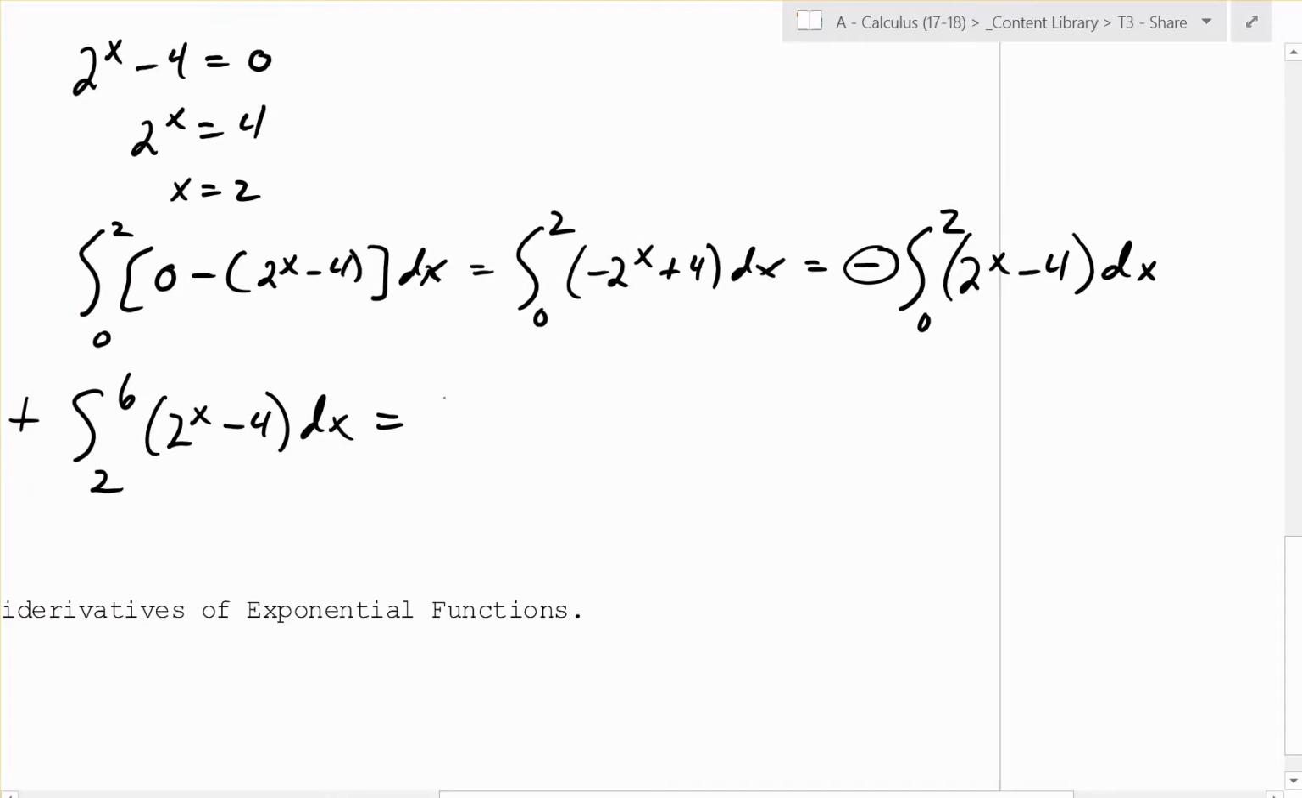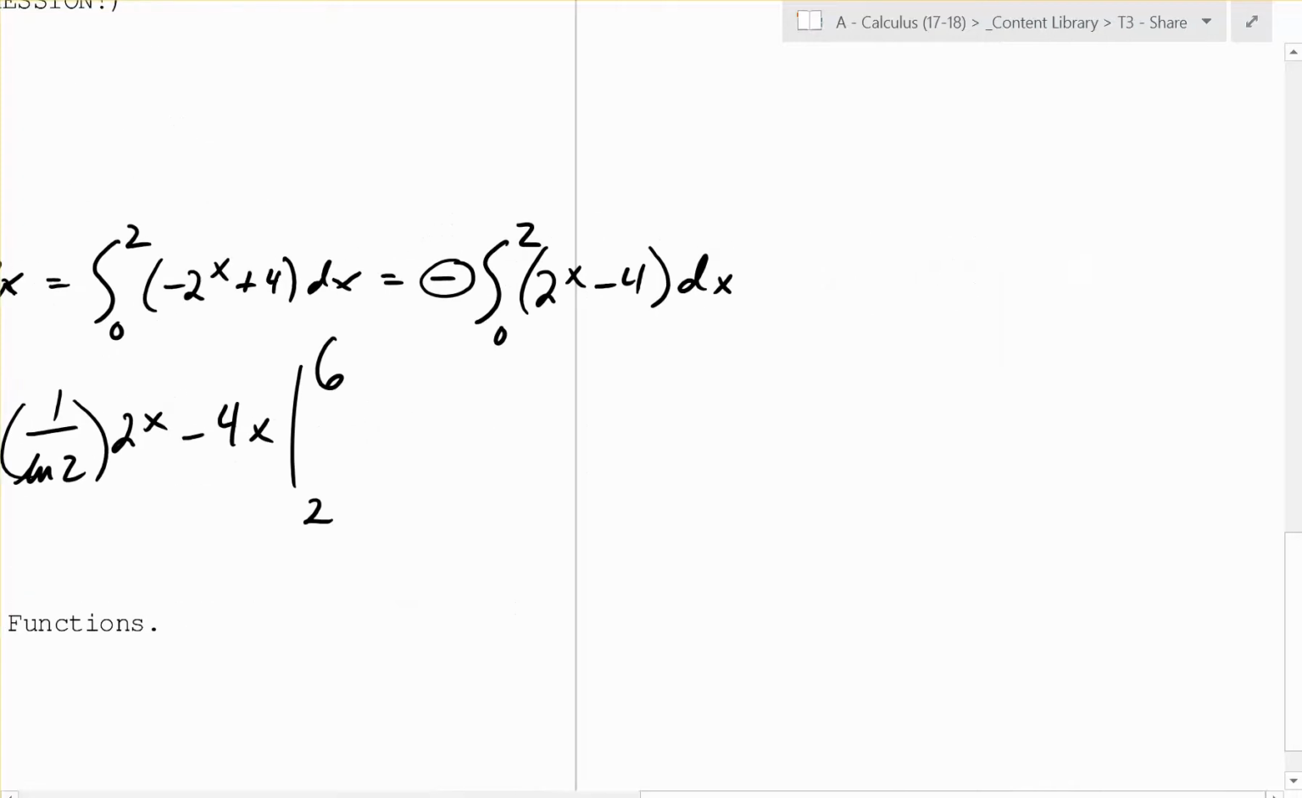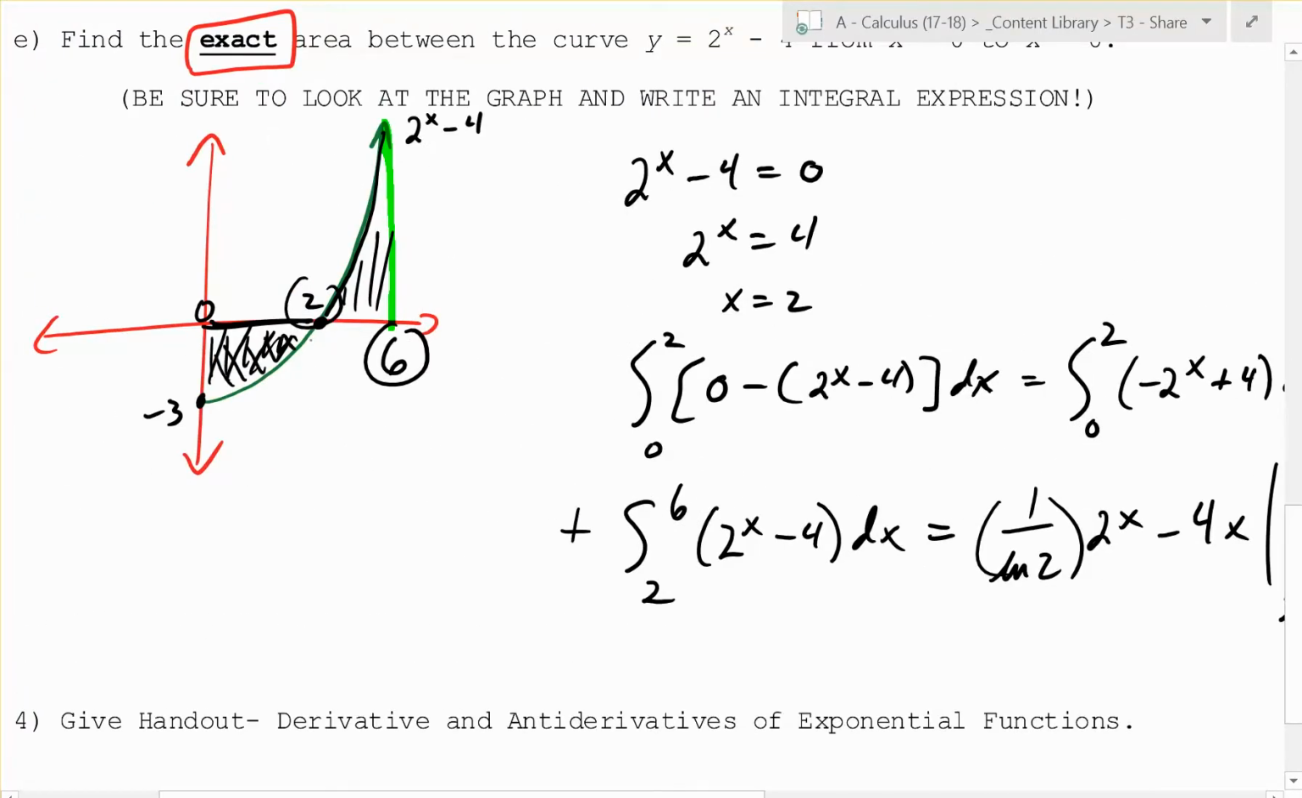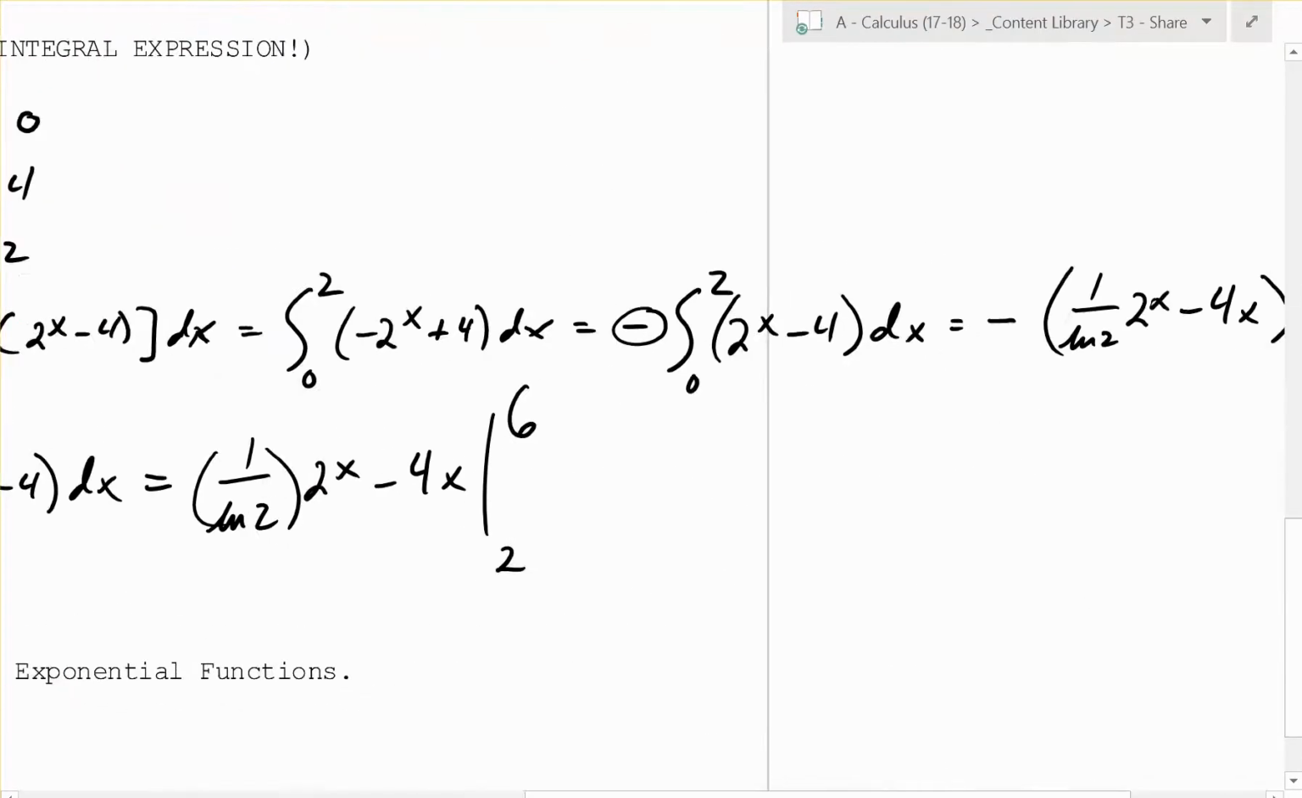And then down here, let's actually do the integral. We know the integral is going to be 1 over ln 2 times 2 to the x minus 4x, and we're doing that from 2 to 6. And on this one, we're doing the exact same thing, but it's the opposite. So it's going to be minus 1 over ln 2 times 2 to the x minus 4x from 0 to 2. We're just flipping it, and we flip it because it was below the x-axis here. And we're doing total area. We want the exact area.